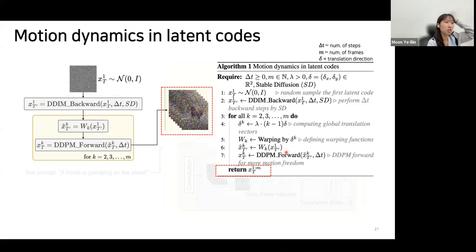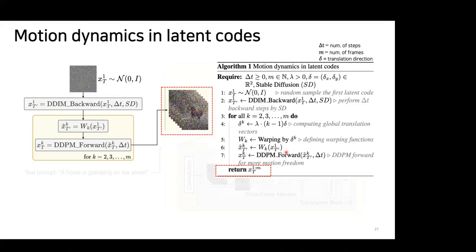저도 질문이 있는데, translation direction이 글로벌 translation이라고 되어 있는데, 그러면 씬 전체를 우선은 움직여 놓는 건가요? 네, 일단 여기서는 씬 전체를 움직여놔요. 그래서 씬 전체를 와핑시키고 빈 부분은 그냥 리플렉션해서 채워놓는 식으로 하는 것 같아요. 노이즈한 레이턴트 단에서.